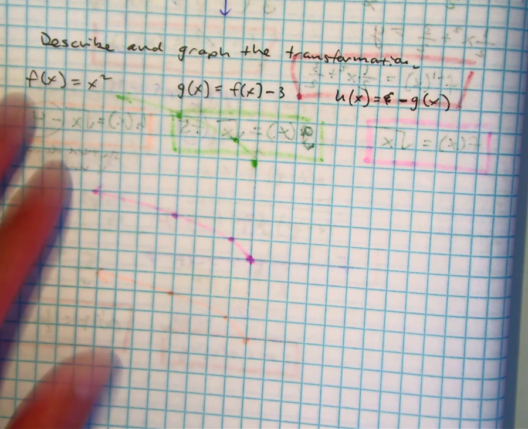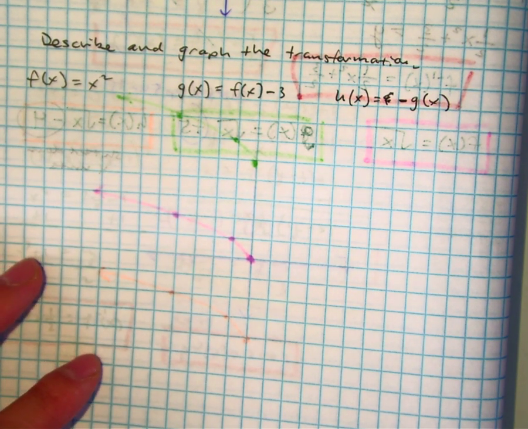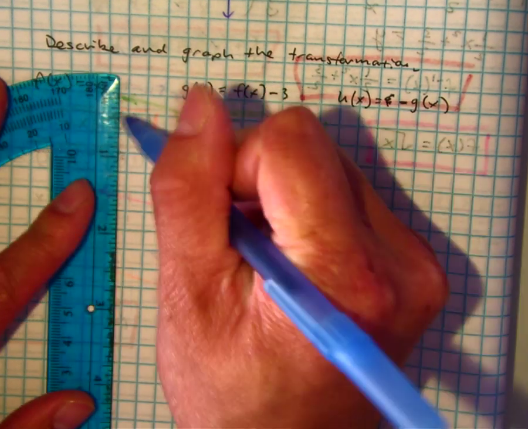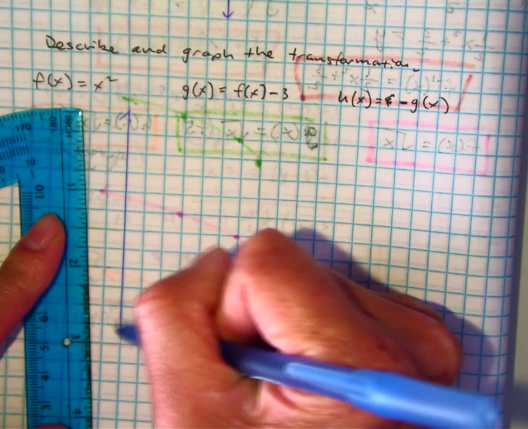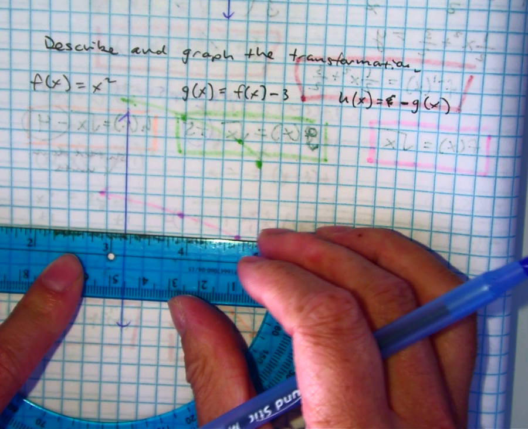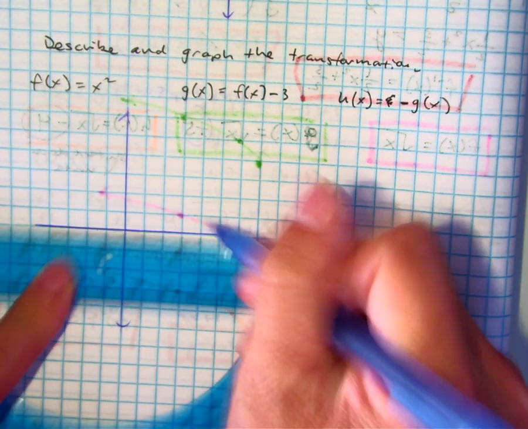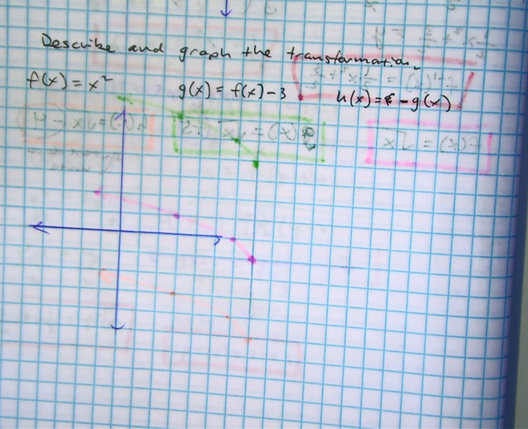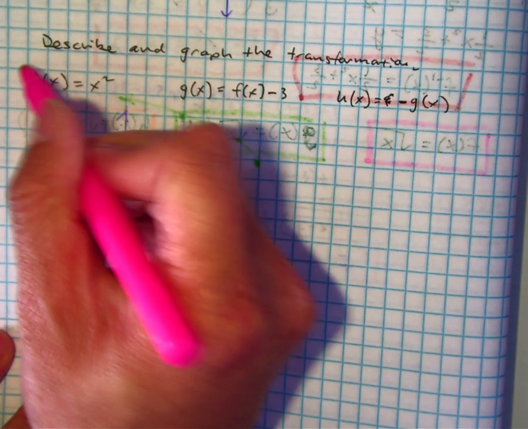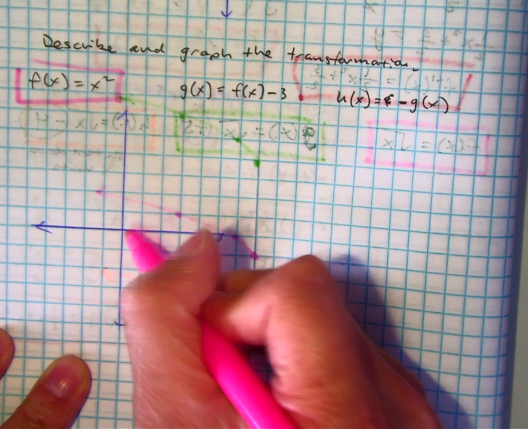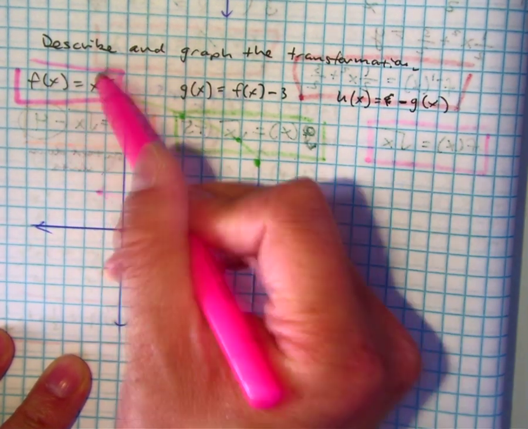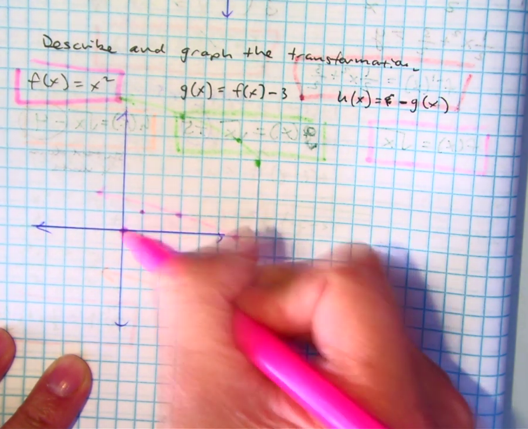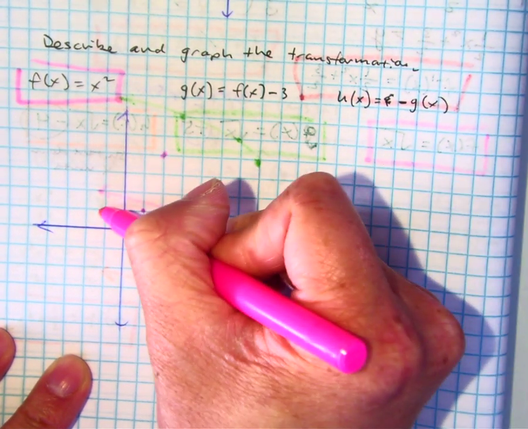So this graph transformation, you have f of x equals x squared. And your parent function, f of x equals x squared, is quadratic, and you can make a table of values: 1, 1, and then 2, 4. So this is what our graph looks like.